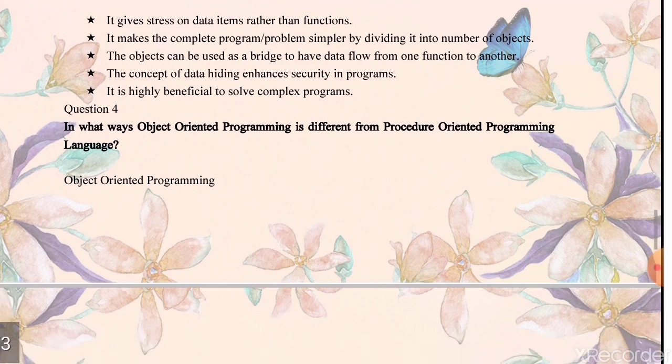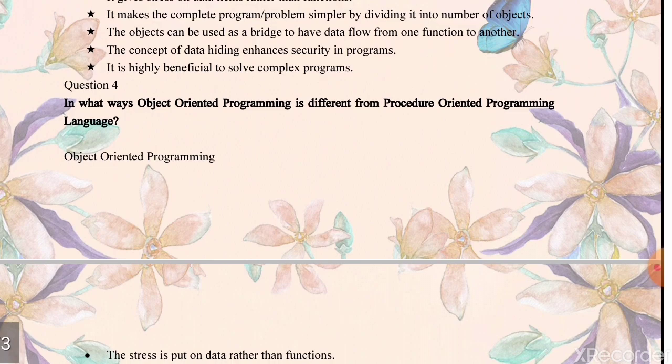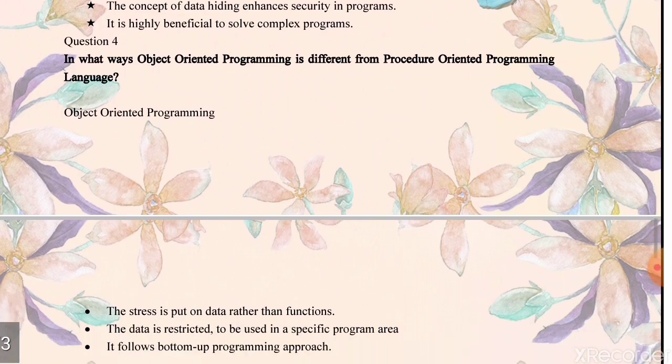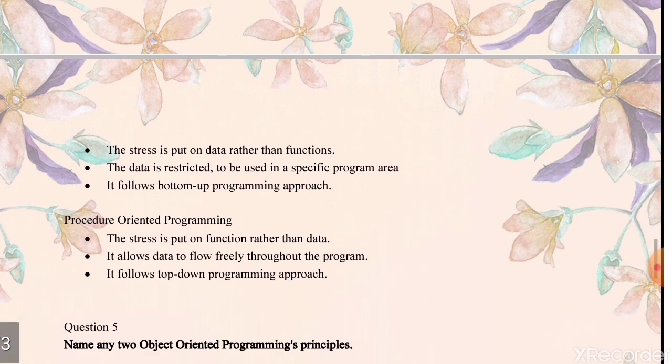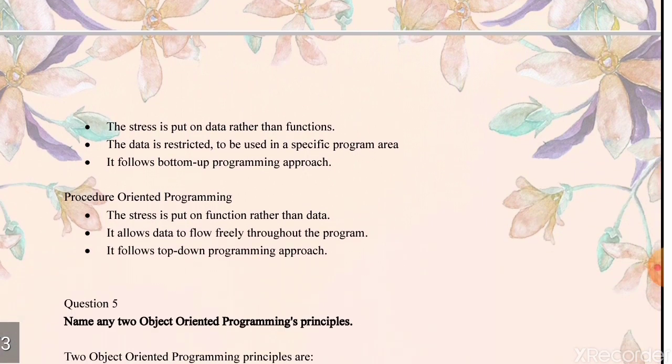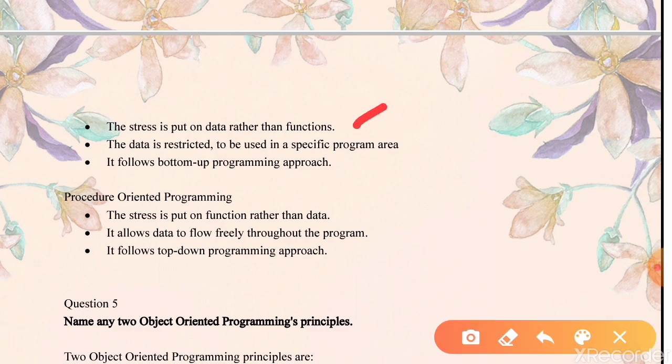Now move to the next question. Question number 4. In what ways is object oriented programming different from procedure oriented programming languages? It means you can write the difference between OOP and POP. In OOP the stress is put on data rather than function. But in procedure oriented programming, the stress is put on functions rather than data.